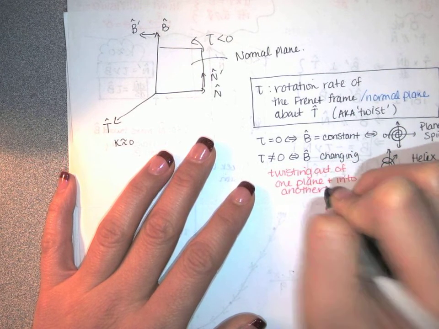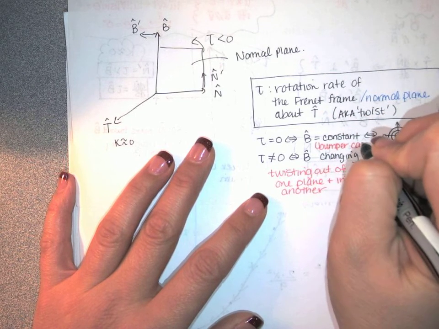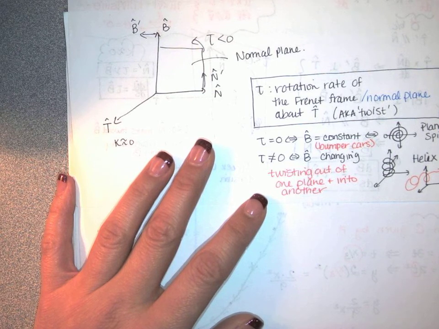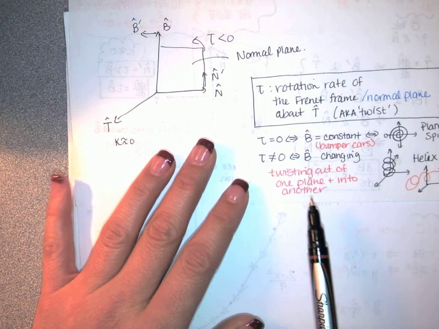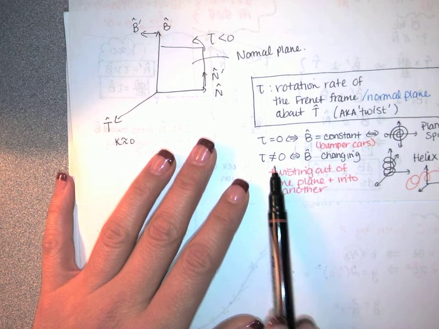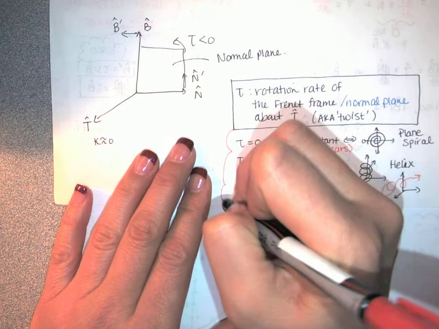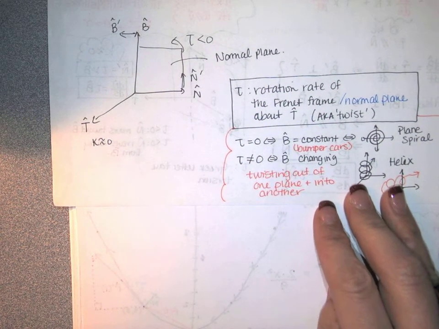So zero torsion, I tend to think of bumper cars. All you get to do is turn left and right, but you have to stay in the same plane, and b hat just points up. It's like that pole that extends out of your car. But if torsion is non-zero, you're twisting out of one plane and into another. Okay, so that's how we interpret that.